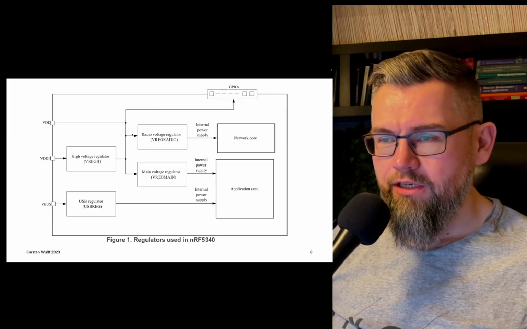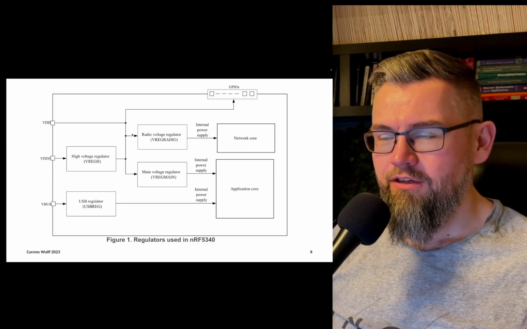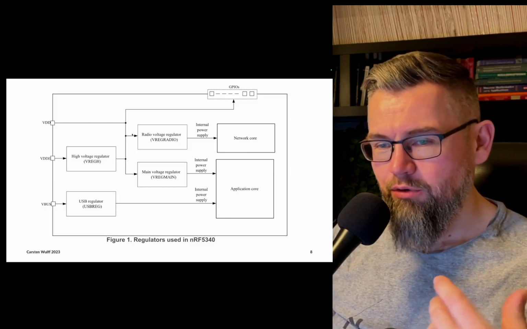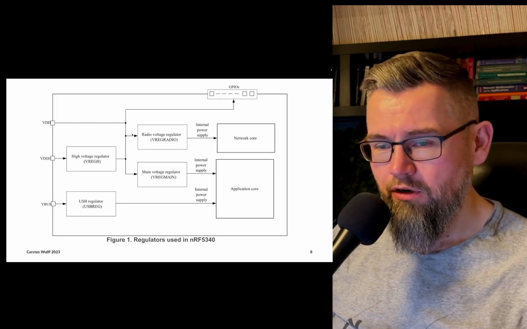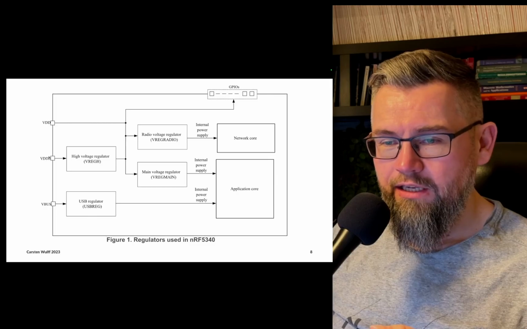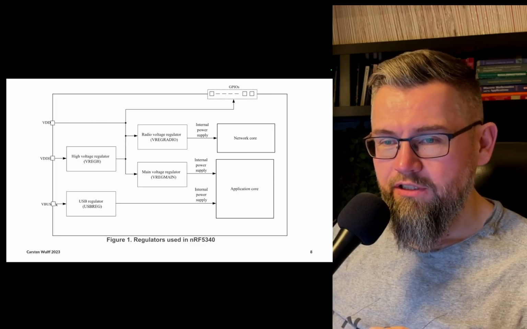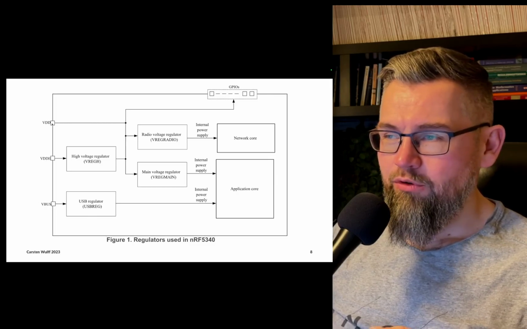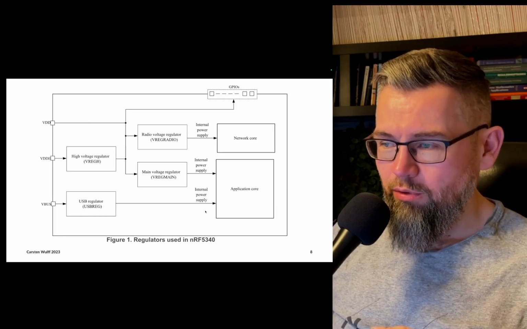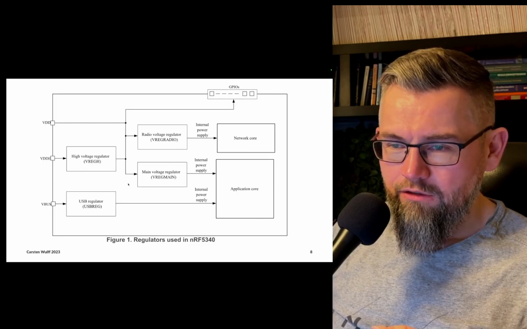So what are the strategies? Here I've copied a slide from Nordic's nRF5340. This is in the product specification. It's freely available online. And then you can see it has a high voltage VDDH input. It has a VBUS input. It has a VDD input that drives the GPIOs. And then there are some internal power supplies. And there are a few regulators.